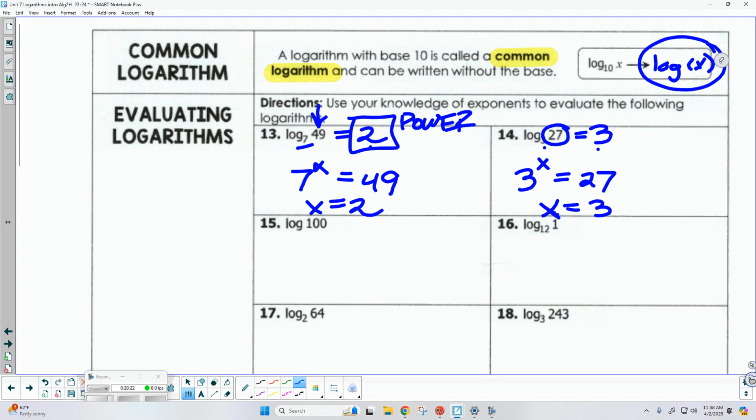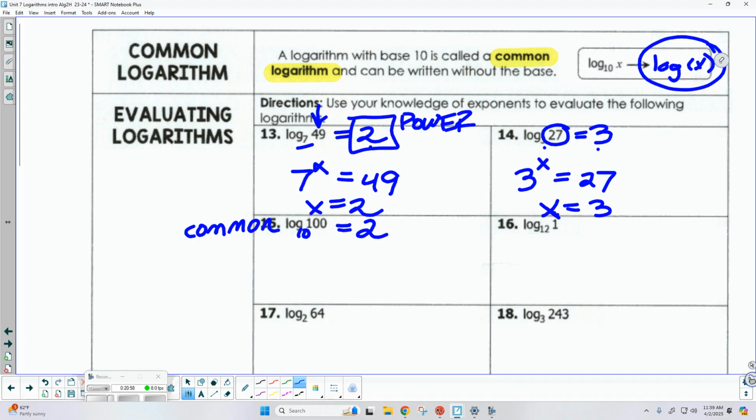Now, on 15, I think I'm a little confused. There's no base. There we go. If no base is given, we automatically know that's base 10. This is the common log. So let's see here. 10 raised to what power is 100? 2. 10 squared, 10 times 10 is 100. Now remember, if it is a little difficult, you can set it equal to x, and you can convert it if that helps you see it a little better.